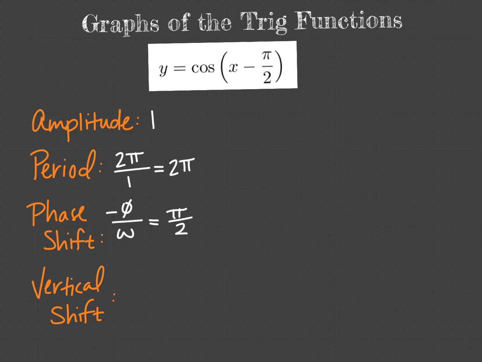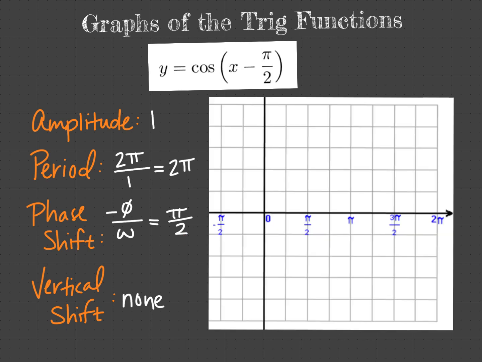Then we can see that we don't have a vertical shift here because there's no plus or minus after the closing of the parentheses. So there's no vertical shift. We don't have to worry about moving our graph up or down, like in the previous example. However, in this example, we are going to have to move to the right, pi over 2 units. So the first thing I'm going to do is actually ignore the phase shift and simply graph the function with amplitude of 1 and a period of 2 pi.